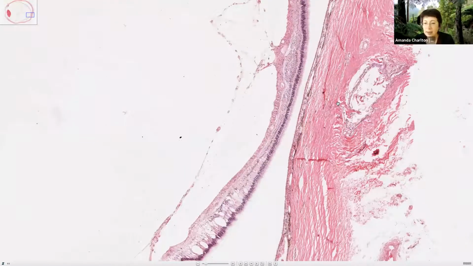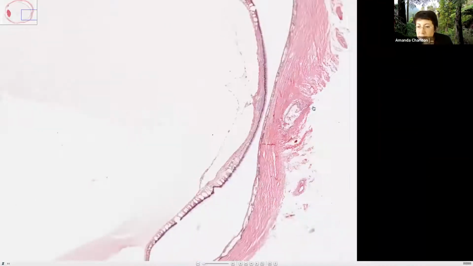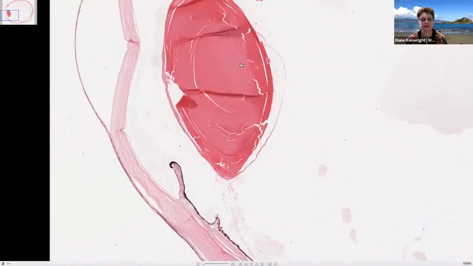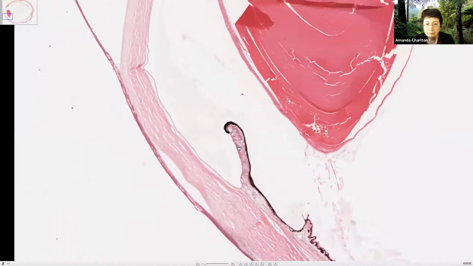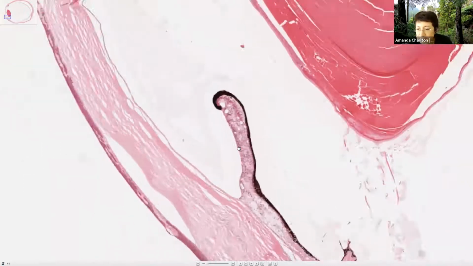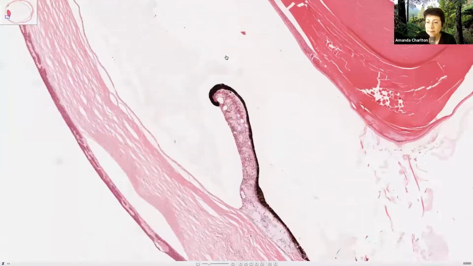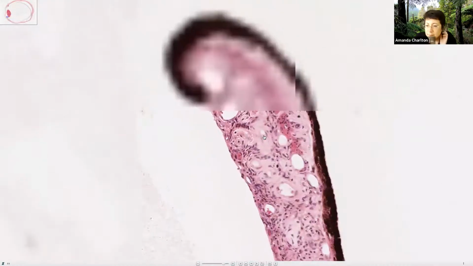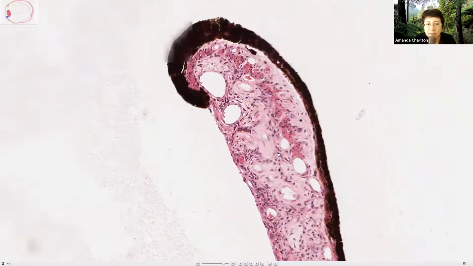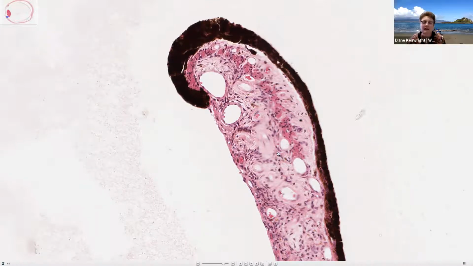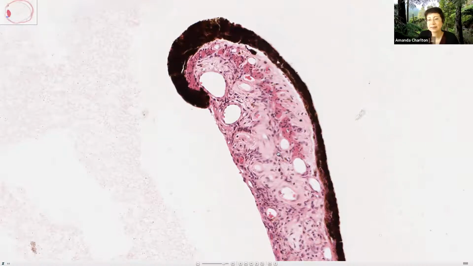Okay, and a couple of iris questions. What were the cysts in the iris stroma? All right, let's have a look. I think they're blood vessels. These ones here, they're blood vessels. Just dilated blood vessels, yes. Without blood, that's why they look like cysts. Yeah, tricky.